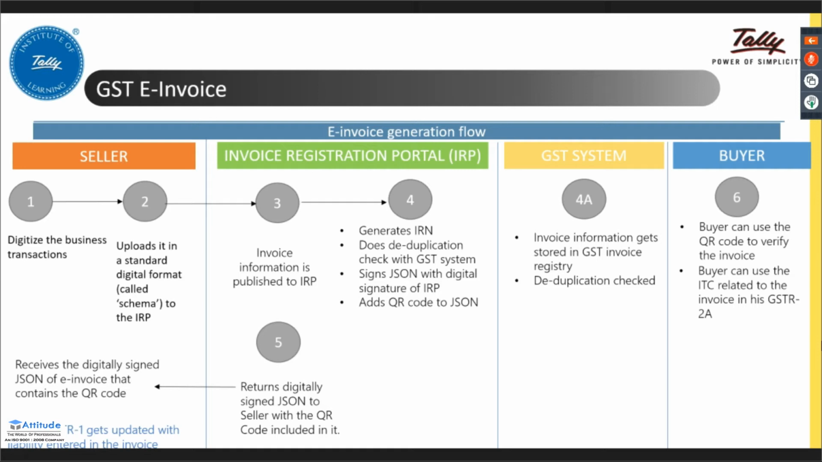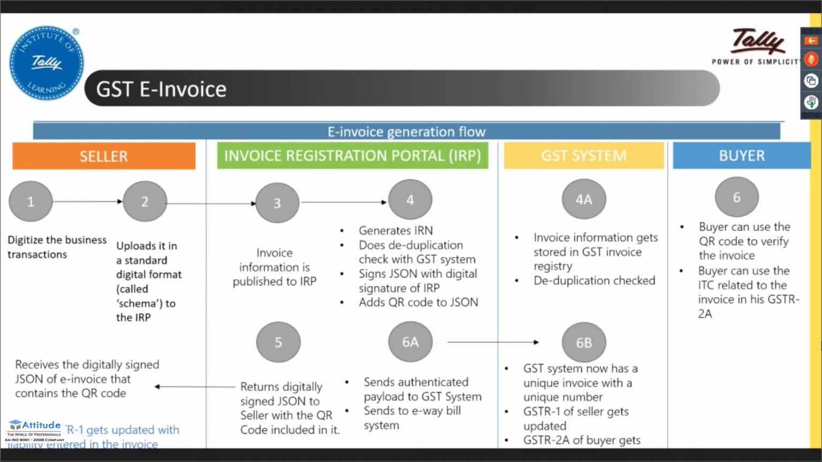Now the buyer can use the ITC, that is input tax credit, related to the invoice in his GSTR 2A. Then the IRP will authenticate the payload to the GST system and send it to the e-way bill system also. Whatever we are discussing here under the invoice registration portal and the GST system happens automatically within a fraction of seconds. It is not taking an hour or a day. It all happens instantly, within a few seconds.